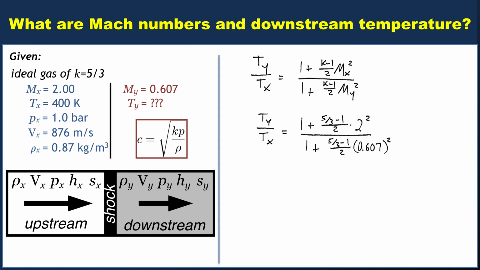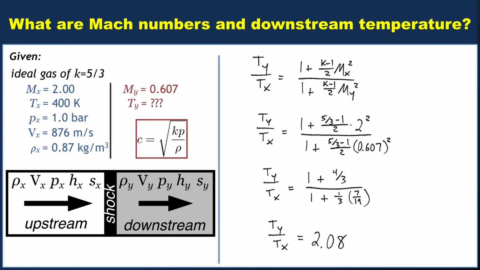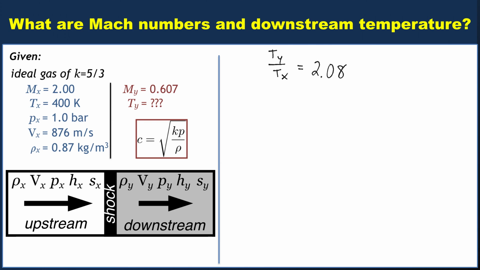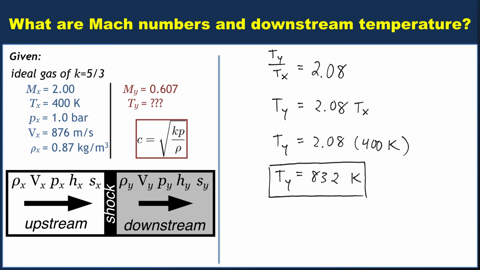Ty over Tx, if we enter in numbers, just becomes this. And we put in our new My value, 0.607, in the denominator there. All right, go through and simplify a little bit. And if we finally calculate all of this out, Ty over Tx becomes 2.08. So that's the temperature ratio. If we actually want to know the downstream temperature, well, fortunately we were given the upstream temperature, so we know that Ty in this case must be 2.08 times Tx. Tx was 400 Kelvin, so Ty is 832 Kelvin.